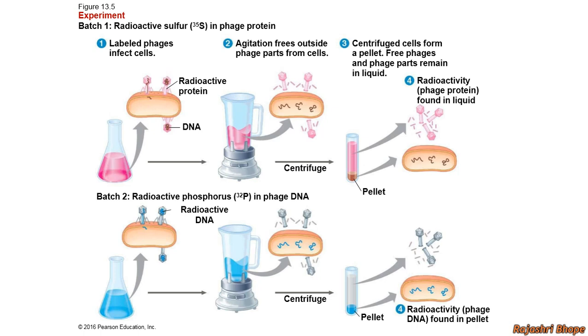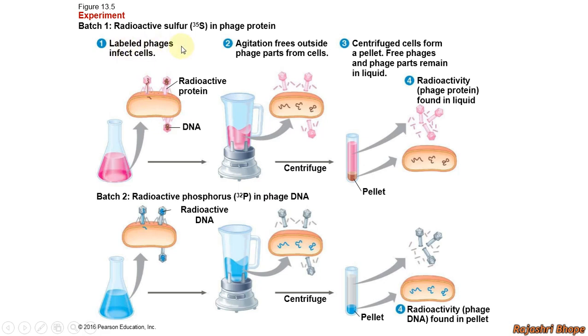And this one is batch 2, where radioactive phosphorus P32 is used for labeling the DNA, since the DNA is composed of sugar, phosphate and nucleic base. So from the sugar, phosphate and nucleic base, the phosphate is labeled. So this is stage 1, batch 1.